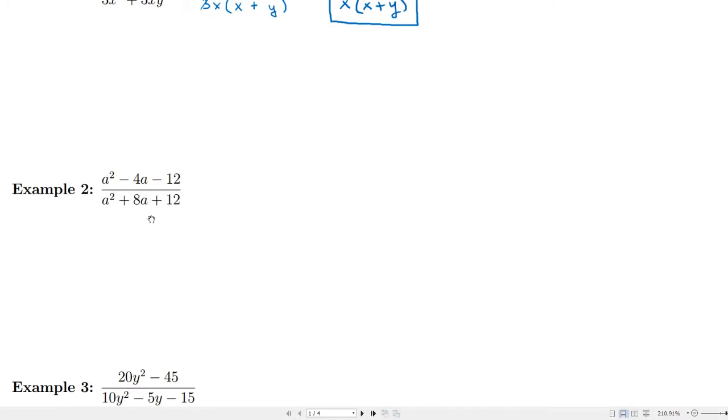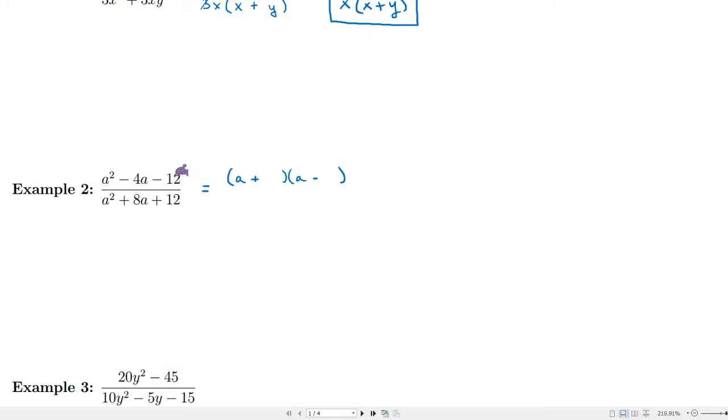Our next example, let's see how much we can factor and reduce here. So we have a squared minus 4a minus 12. Factoring the numerator, we have this leading coefficient of 1. So we just need to determine what we're going to add or subtract here. We have a minus 12, so one of them is going to have to be positive and one will be negative to give us a product of minus 12. And which factors will give us a sum of negative 4?